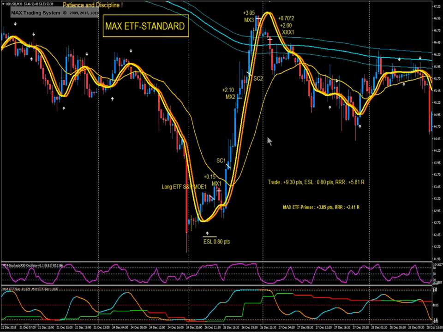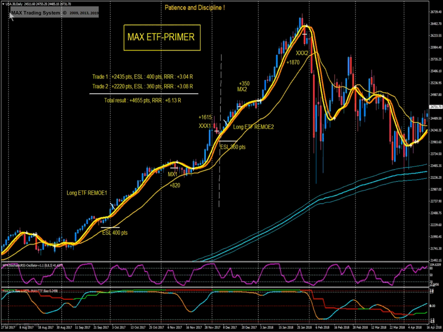So, an example of an index: the Dow Jones Industrial 30 on a daily time frame. During that up movement there were 2 Max ETF Primer trades. A first one with an entry, an exit, and a final exit, and then a second long trade because the trend was still going up, with an entry, an exit, and the final exit. So 2 trades for a nice 6.13 R reward to risk ratio.